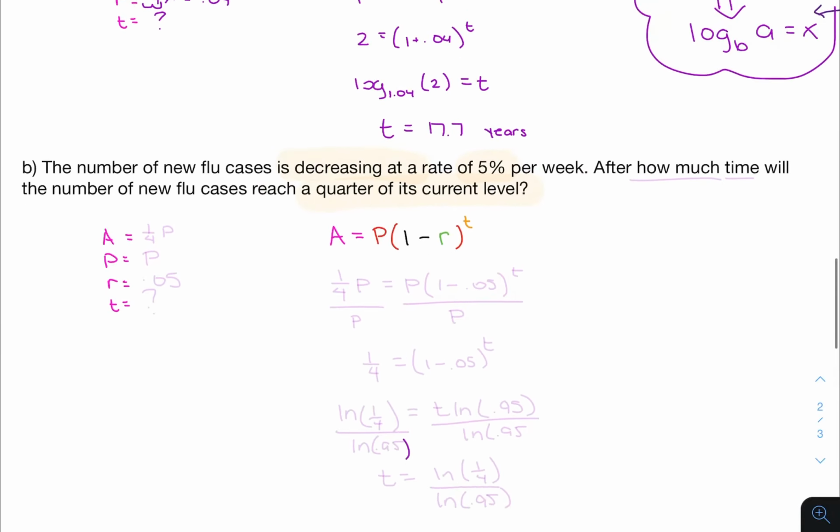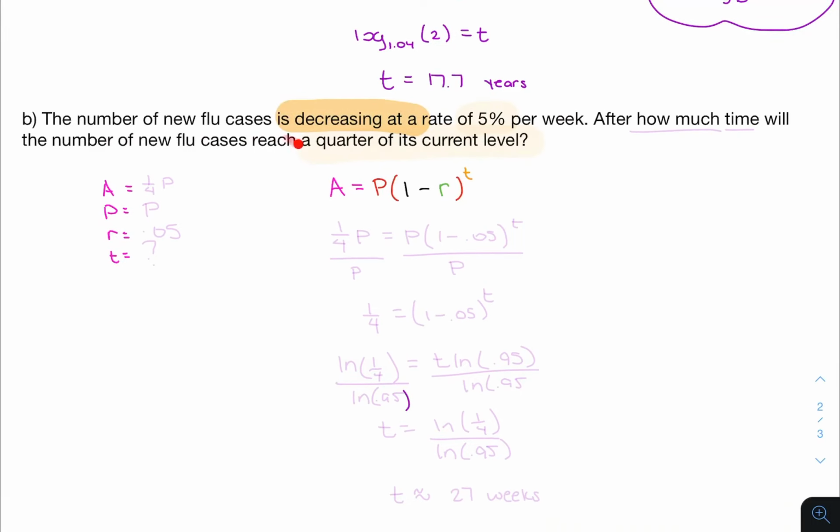It says that the number of flu cases is decreasing at a rate of 5% per week. And it says, after how much time will the number of new flu cases reach a quarter of the current level? So we're being asked how much time, so we're looking for time. And our principal, we don't know how much it started off with. Our percent, since it's 5%, we're going to say that this is 0.05. And our new, it's going to reach a quarter of the current level. A quarter, you can represent that by 1/4 of the current level, that's p.